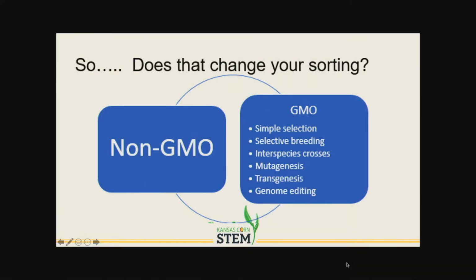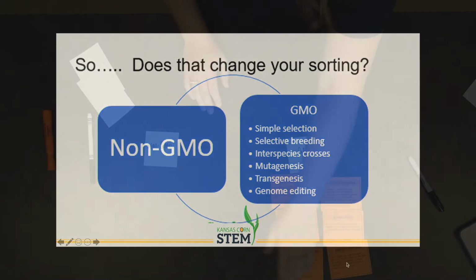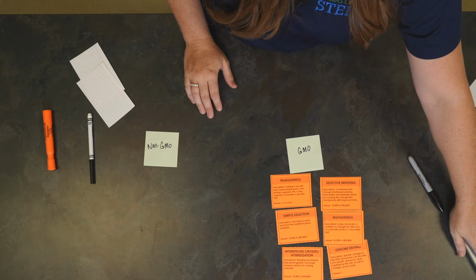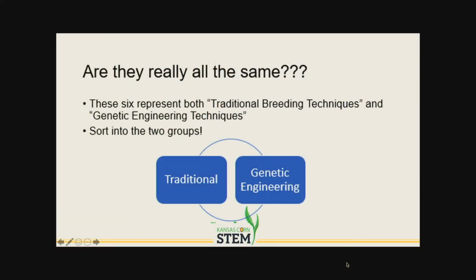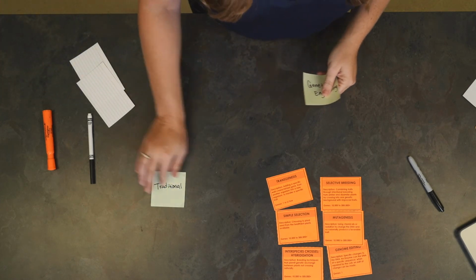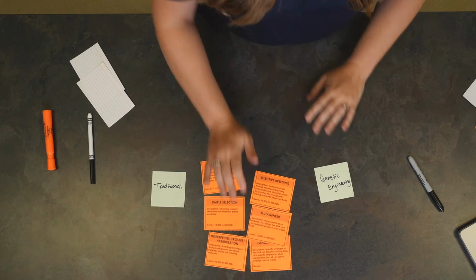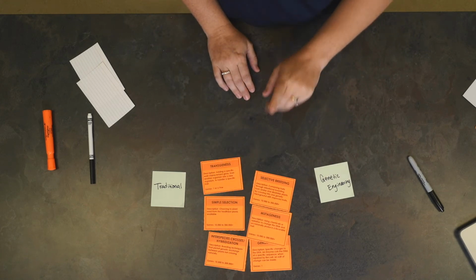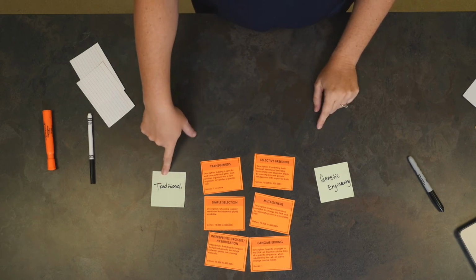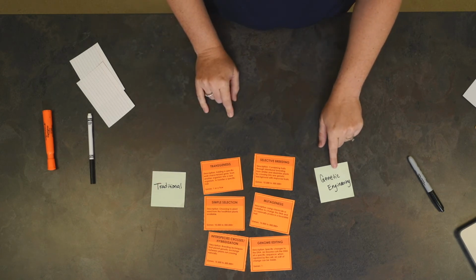So does that change your sorting? Now we've got non-GMO over here, kind of empty, and all of our GMO over here. But wait, they're not all the same. So what do we do now? Now we need to talk about these traits in a different way. We're going to use 2 new words. Instead of non-GMO and GMO, we're going to look at traditional and genetic engineering. Now, repeat the process. Sort which ones you feel like fall under the traditional breeding categories and genetic engineering.